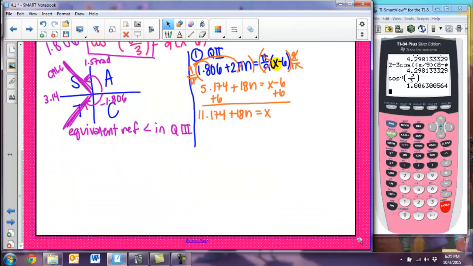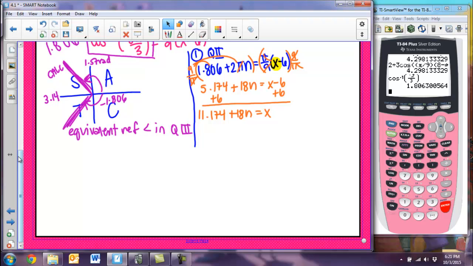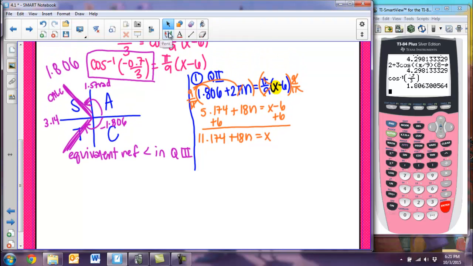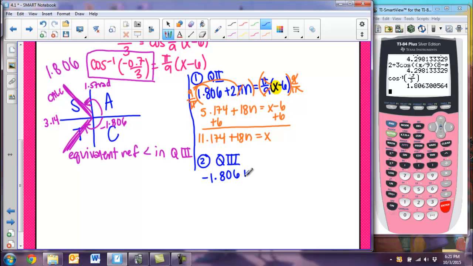Now my only issue here is that's only my first one. I've got to go ahead and find the second one, and that second one is the one that was in quadrant 3. Remember, I said that it was easiest to just take the negative of what you found for the other reference angle. So for this one, this would just be negative 1.806 plus 2 pi n. Again, it's the same going around your circle, equals pi over 9, x minus 6.